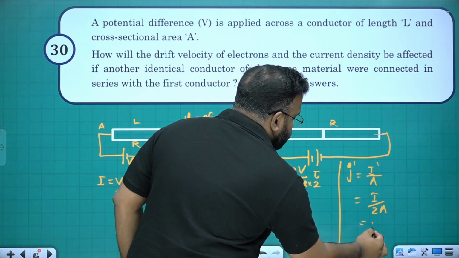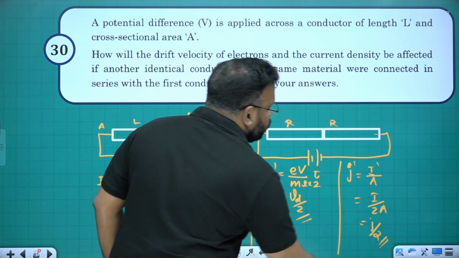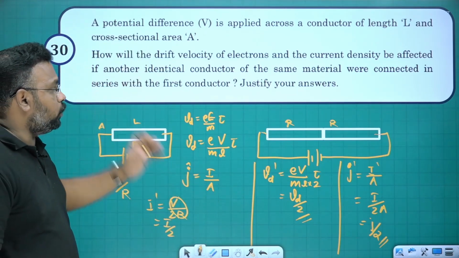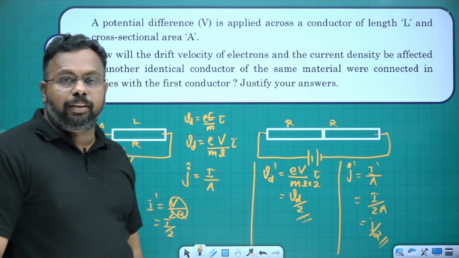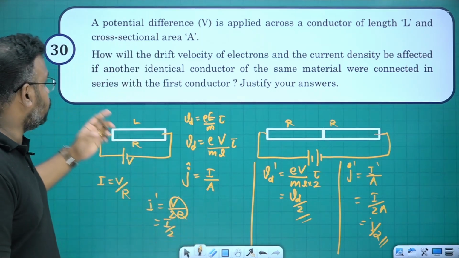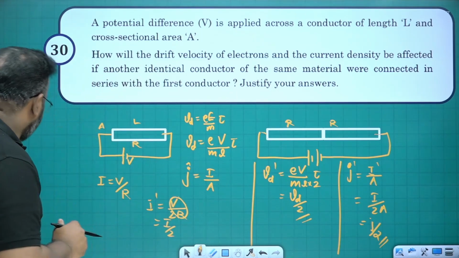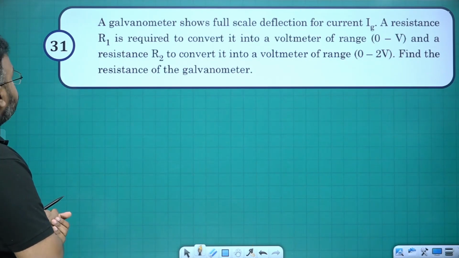What is I by A? J. So this is also halved. So what you can see is the current density will be halved, and the drift velocity will also be halved. So you can write it in this way. Draw a diagram and write in this way. It is the perfect way of writing the answer. Clear? Yes.